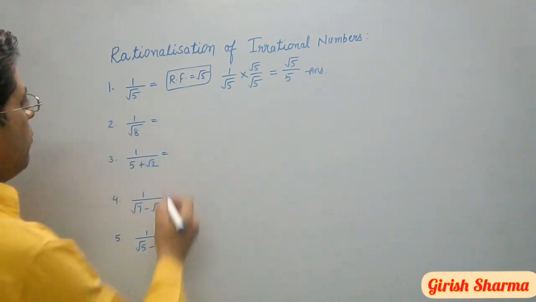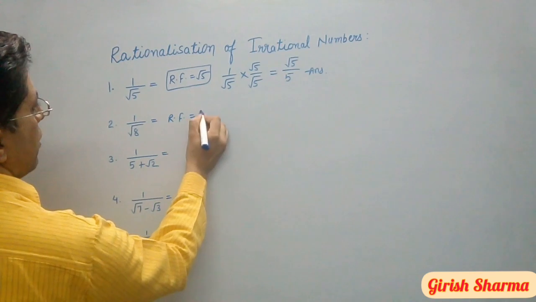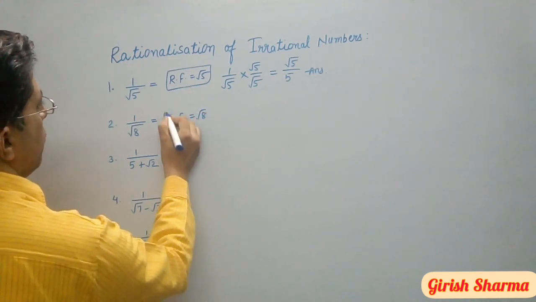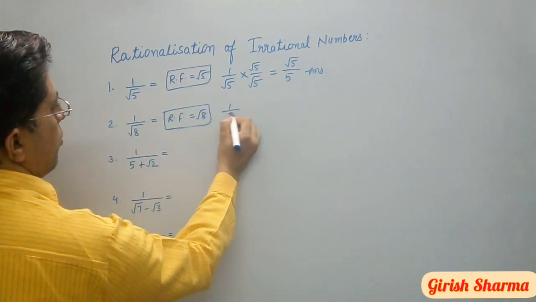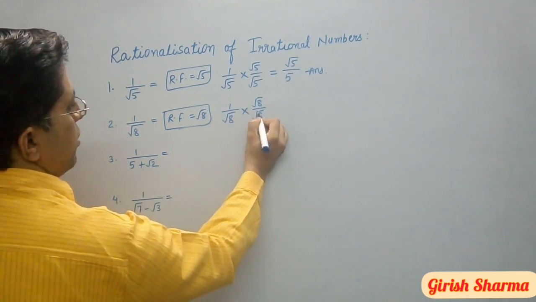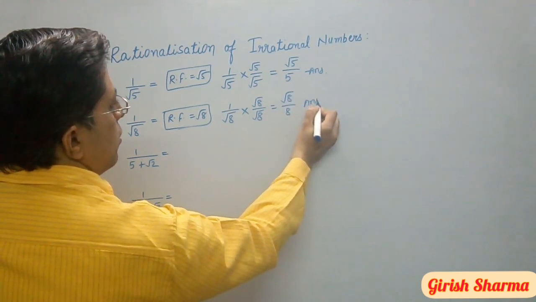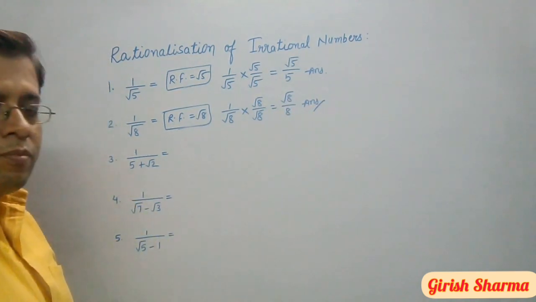In the second one, what will be the rationalizing factor? See, clearly it is root 8. So the rationalizing factor will be under root 8. So 1 upon under root 8, multiply and divide by the same number. So root 8 upon 8. This is the answer again.